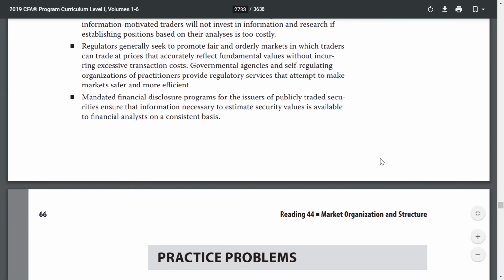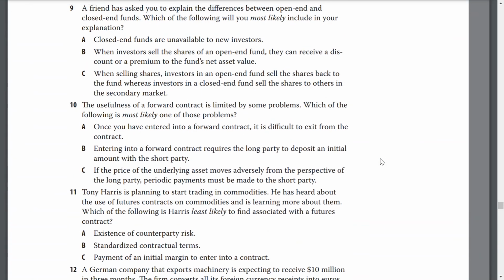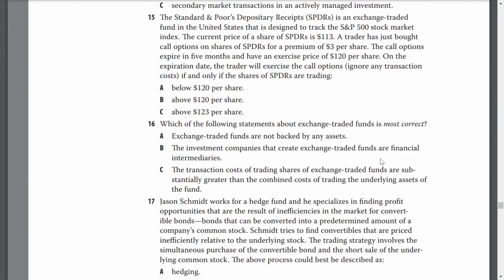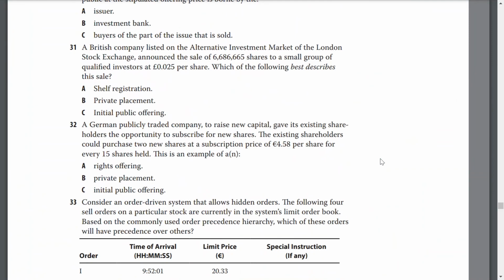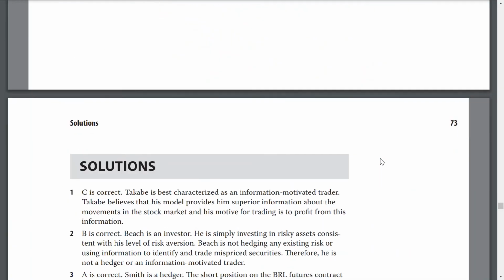And that is reading 44. We're getting closer to that 60. We want to finish reading level 1, so we can move to level 2.